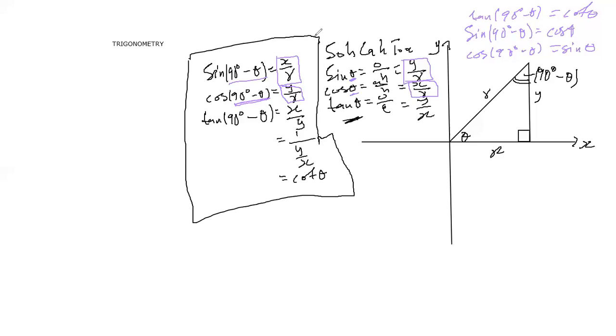So what are we taking from this lesson? We are taking the very first of the important identities that we need to know: tan 90 minus theta is cot theta, sin 90 minus theta is cos theta, and cos 90 minus theta is sine theta. That is the first identity that I'd like for you to know.